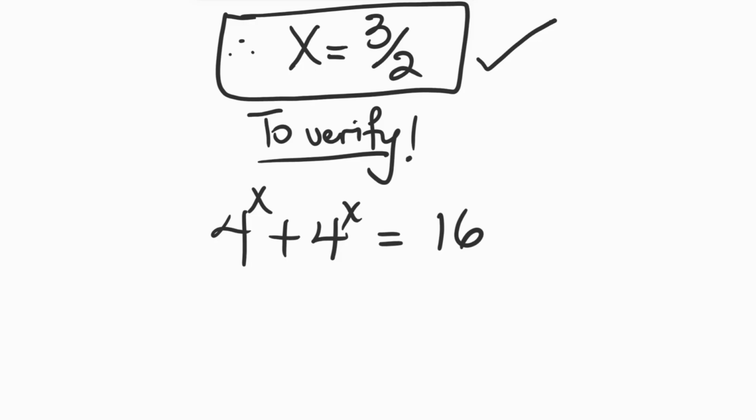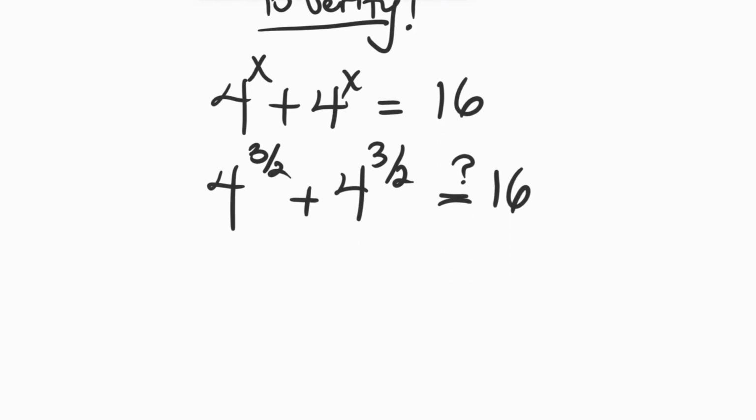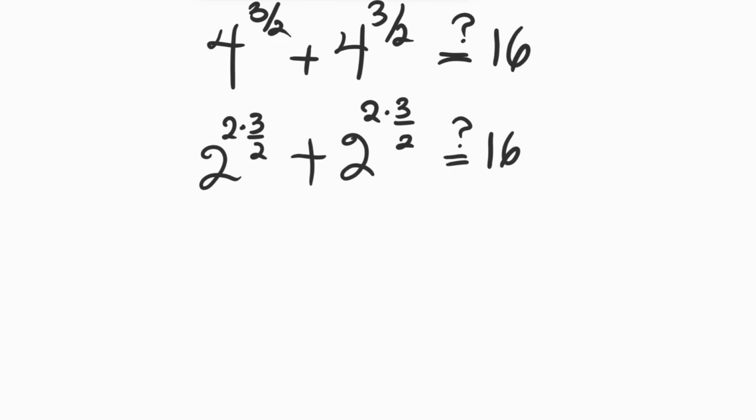So now let us go ahead and plug in the value of x. So we have 4 raised to the power 3 over 2 plus 4 raised to the power 3 over 2. And we're trying to see if this is going to be equal to 16. 4 is the same thing as 2 raised to the power 2 times 3 over 2 plus 2 raised to the power 2 times 3 over 2. Now, the 2's cancel out. And what we have left is 2 raised to the power 3 plus 2 raised to the power 3.